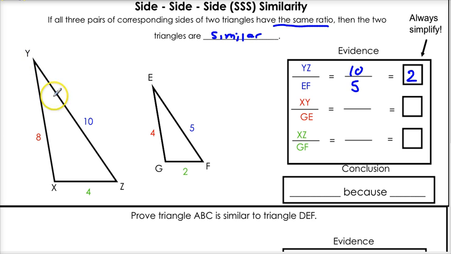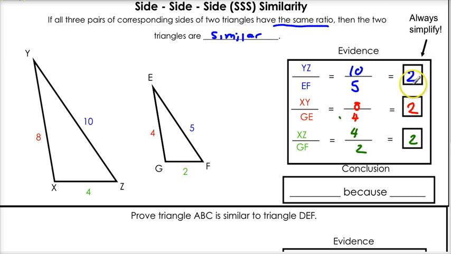XY corresponds to GE, so XY is 8. Let's use same colors here. GE is 4. 8 divided by 4, also 2. And then we have XZ to GF. XZ is 4. GF is 2. 4 divided by 2 is 2.